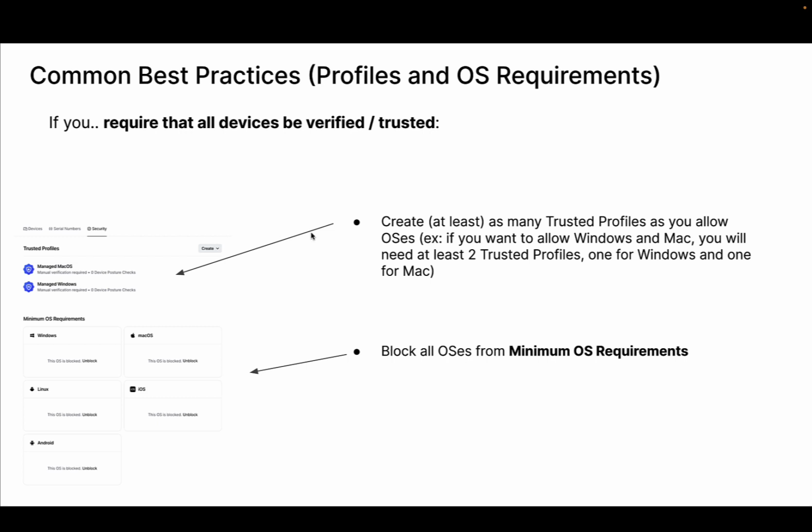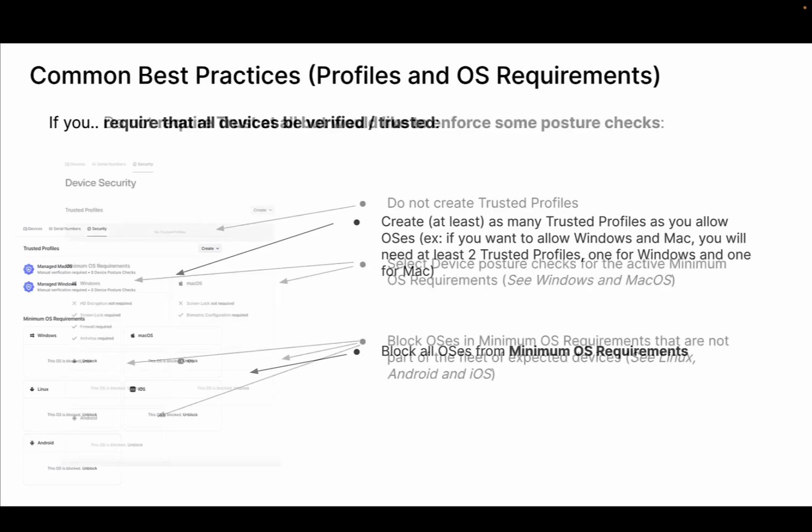And you're going to then create trusted profiles, as many trusted profiles as you allow operating systems in your environment, at least. So if your employees have, for instance, macOS and Windows, but there's no Linux, then create at a minimum a macOS profile and a Windows profile. That's what you need to do. And you need to then pick the right verification method for you for those operating systems.